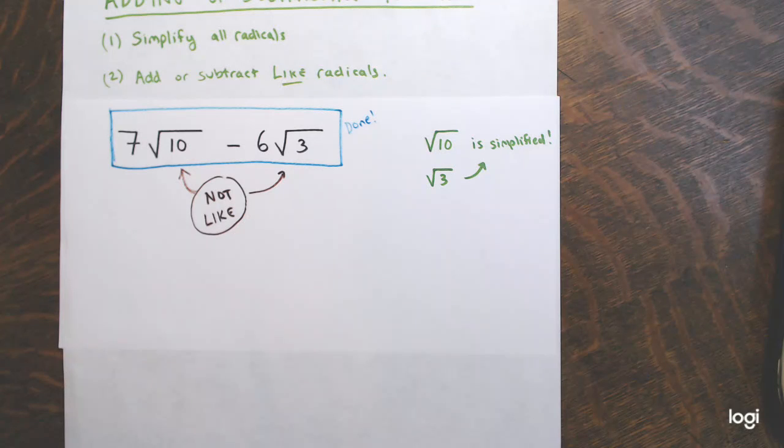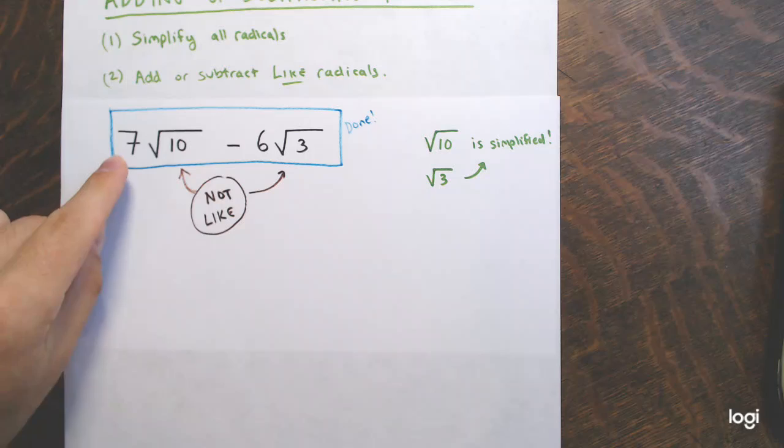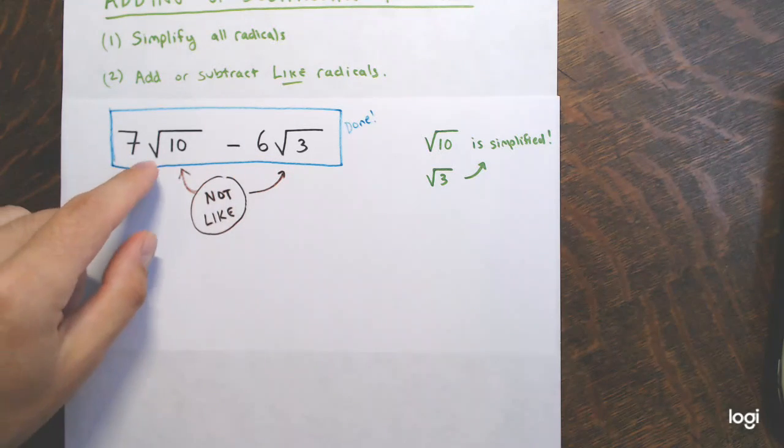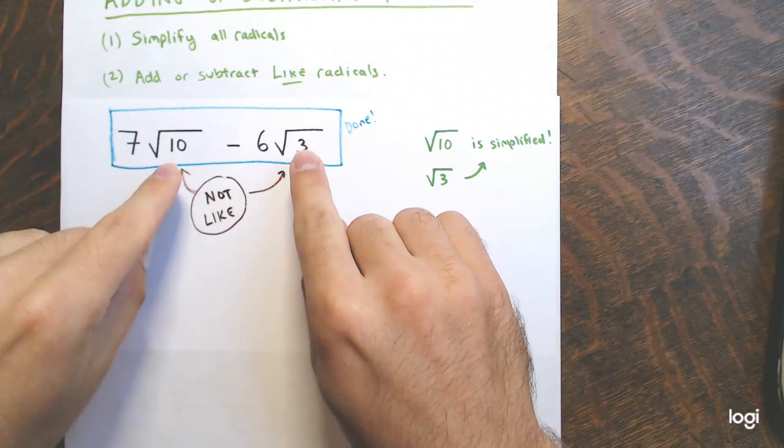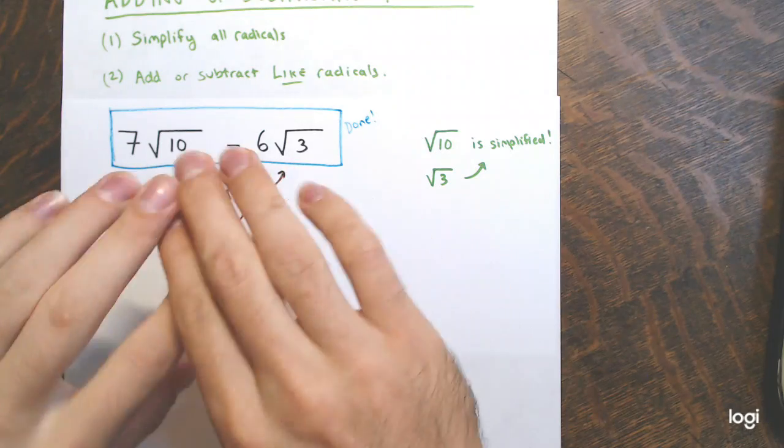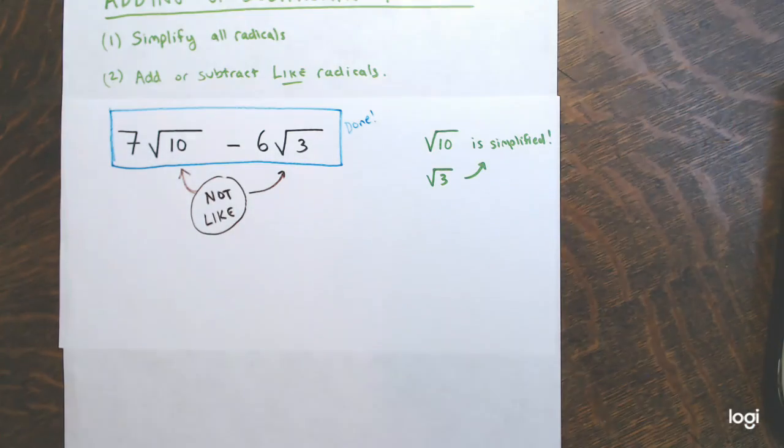Just because they throw a problem at you doesn't mean that something needs to be done. Very often they might be trying to trick you into doing something that you shouldn't. Like, ooh, 7 minus 6 is 1, and the square root of 10 minus the square root of 3 is the square root of 7 for some reason. Some people do that very often, but the radicals are already simplified, and they're not like. So you can't do anything. Just leave it. All right, good.